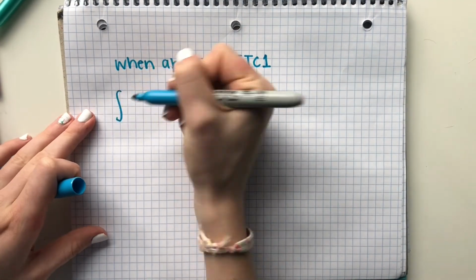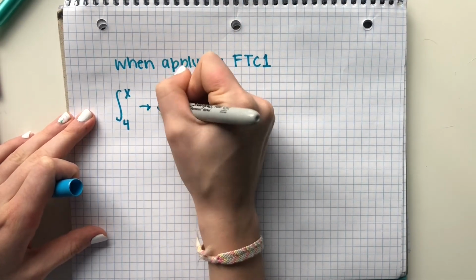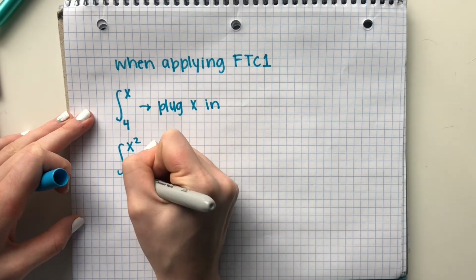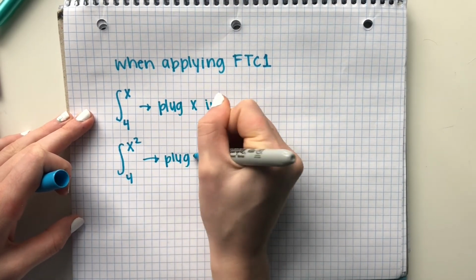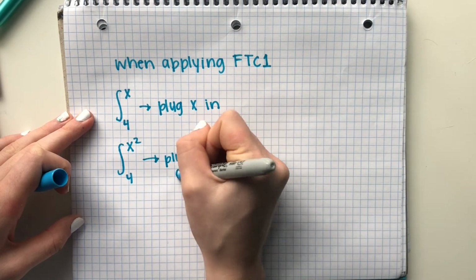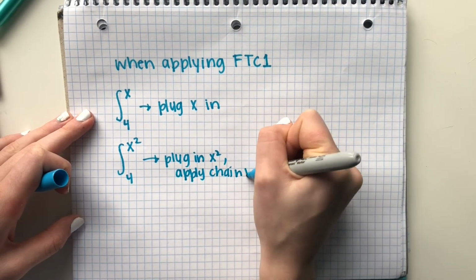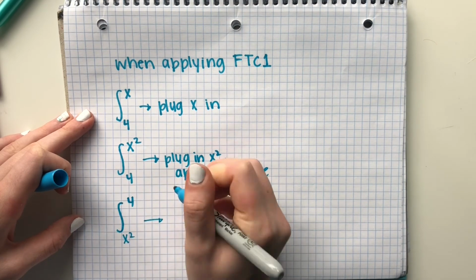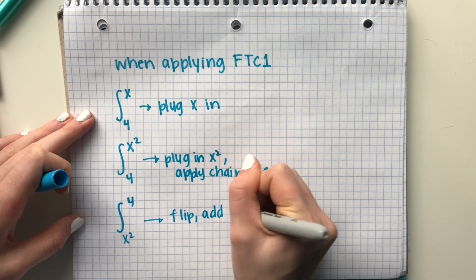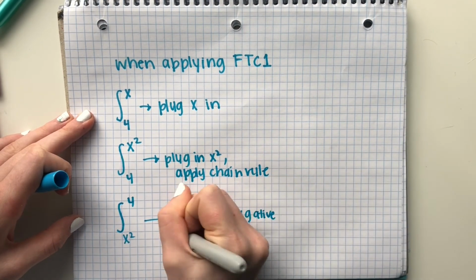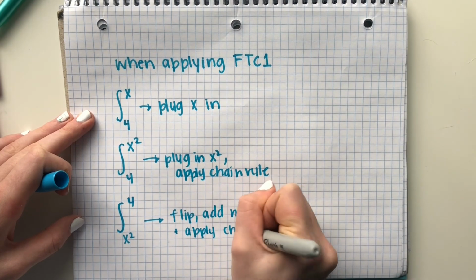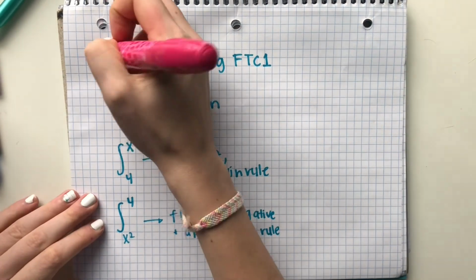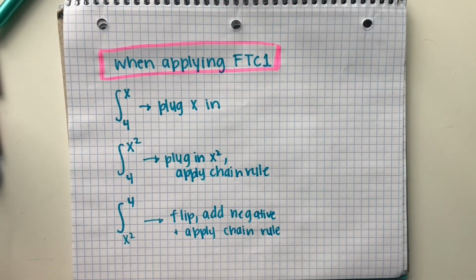So when we are applying the fundamental theorem of calculus part 1, if the x is on the top, we're going to plug in that x for t. If we have something like x squared, we're going to plug in that x squared while applying the chain rule, so we're going to multiply by the derivative. And if it's on the bottom, we're going to flip, add a negative, and along with this one, because it's an x cubed, we will be applying the chain rule again. So just remember that.